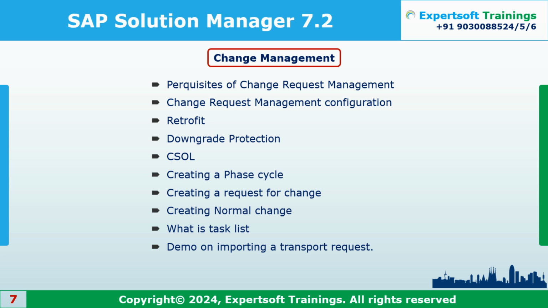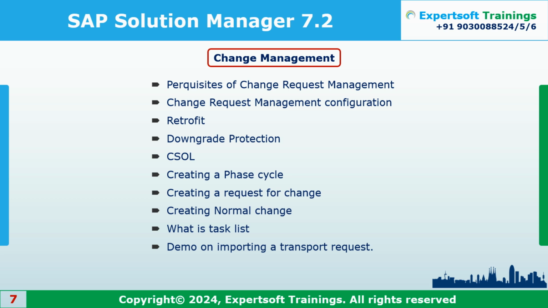Moving transport requests from one system to another and to production, from dev to quality to pre-prod to prod. In the same way, in QGM we have gates, and in ChaRM we have different cycles, the normal change and all. With the help of this, first we will create a phase cycle, then we will create a request for change and then a normal change.